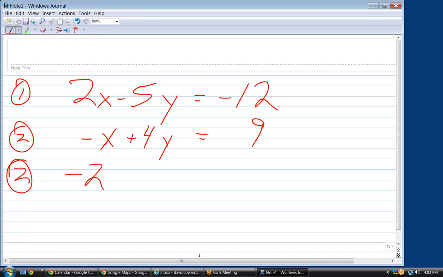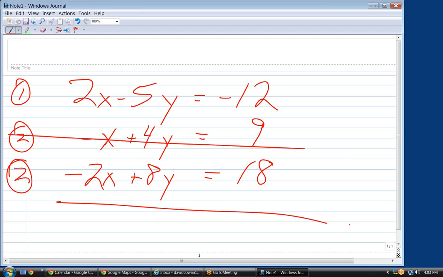So now it's multiply everything by positive 2? No. I'm going to leave it negative because the next step is going to be to add the two equations together. And you'd rather add than subtract. It's permissible to subtract equations also, but it's easier for most people to add than it is to subtract.